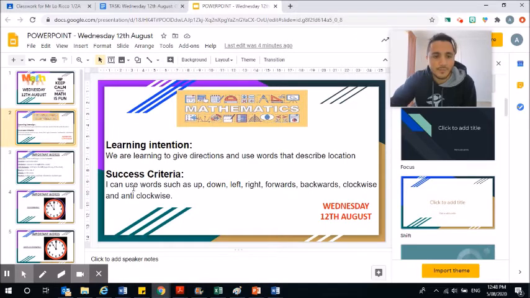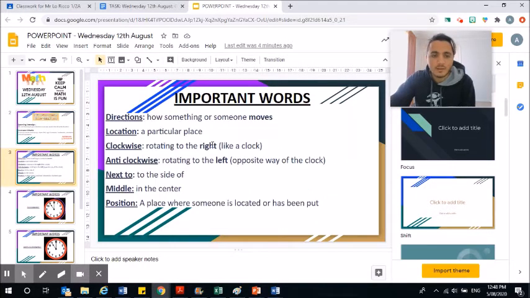Success criteria. I can use words such as up, down, left, right, forwards, backwards, clockwise, and anti-clockwise. We're going to have a look at those two words today. I've added a couple of words to our important word list. One of them is position. You're going to hear me say that word a couple of times today. Position. A position is a place where someone is located or has been put. I will talk about that word again very soon.